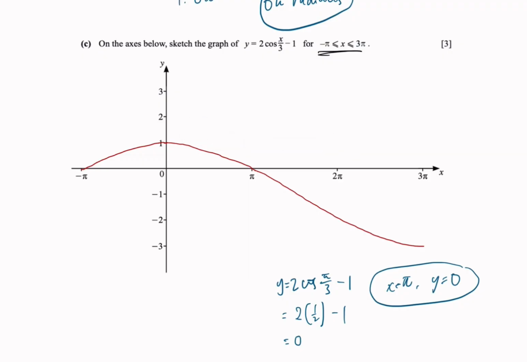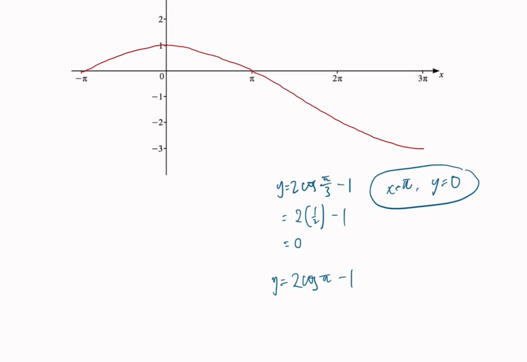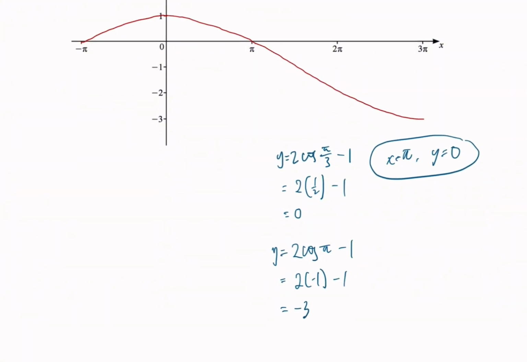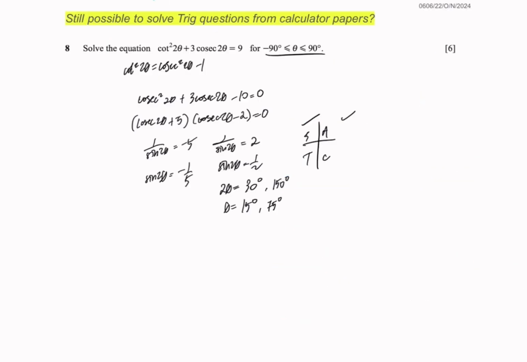And we can actually double check for 3 pi as well. So y equals 2 cos of 3 pi over 3, which will give you pi. Okay, so 2 cos pi is minus 2, minus 1, which will give you minus 3. So when x is equal to 3 pi, y is equal to minus 3. So this part is also correct.